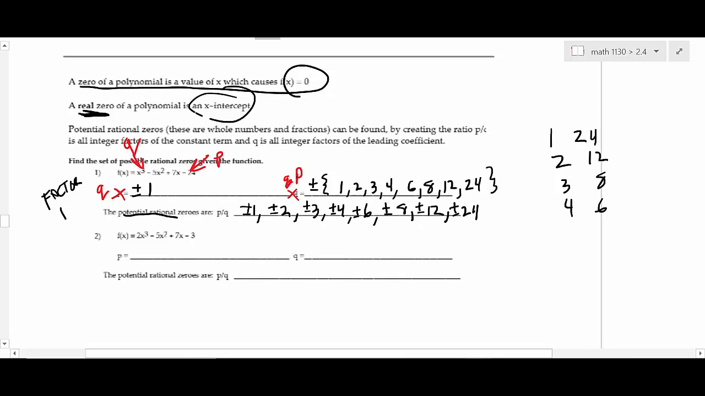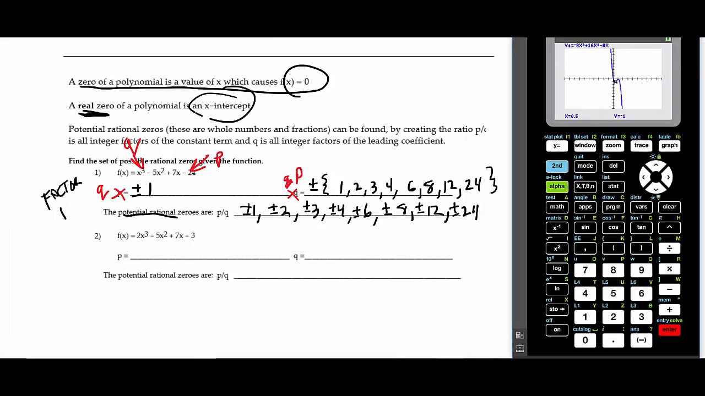Now what will happen is this. I want to show you something. I want to pull up the calculator, and I would like you to put this in your calculator. I'm going to put in the function we have: x to the third, minus 5x to the second, plus 7x, and then minus 24. Let's do that in the standard window.